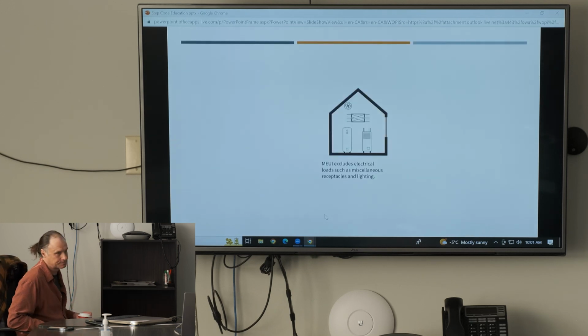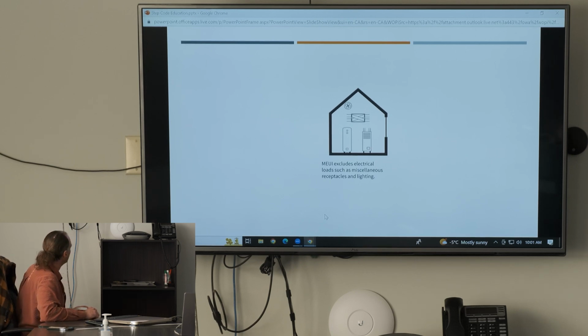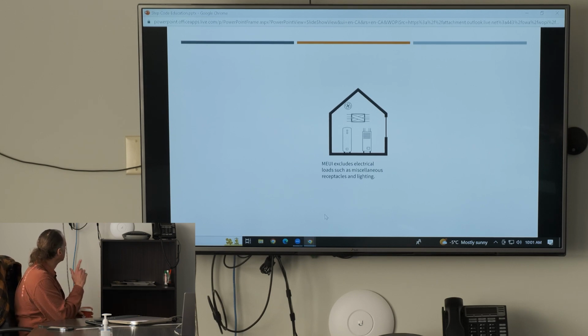Is that main floor or is that total conditioned area? It's total conditioned area. If you've got a finished basement and a main floor, that's both. Yeah, that's right. It's going to take into account the whole square footage of the area. But it does exclude electrical loads such as miscellaneous receptacles and lighting.